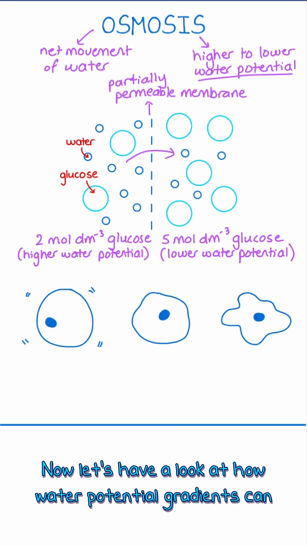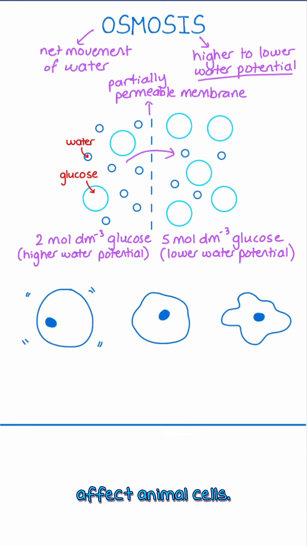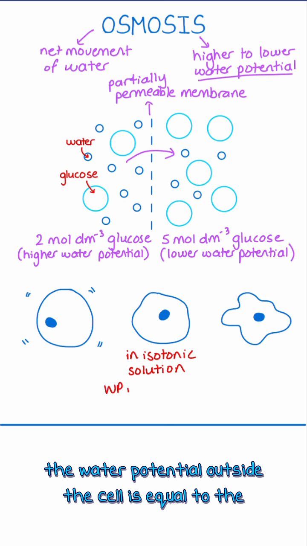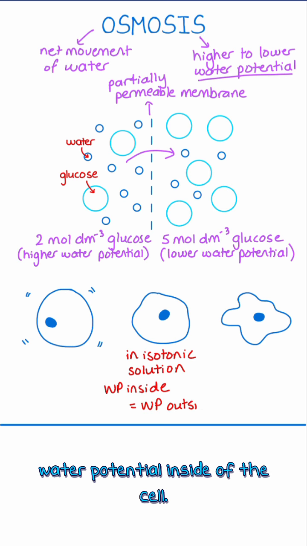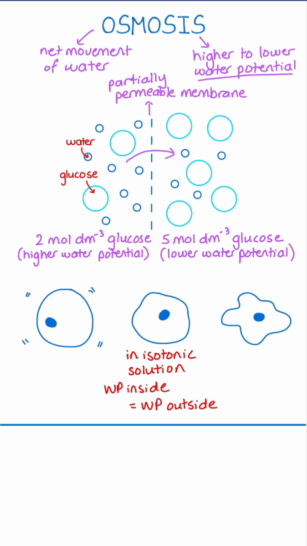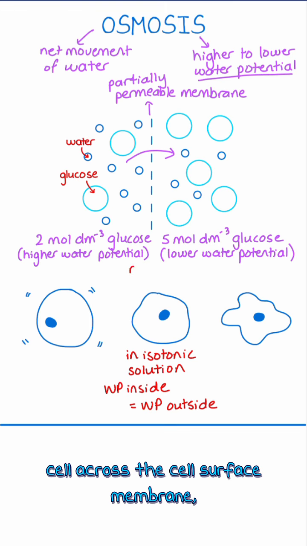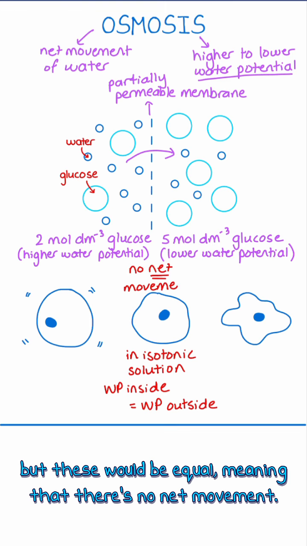Now let's have a look at how water potential gradients can affect animal cells. If a cell is placed into an isotonic solution, this means the water potential outside the cell is equal to the water potential inside of the cell. There would still be movement of water in and out of the cell across the cell surface membrane, but these would be equal, meaning that there's no net movement.